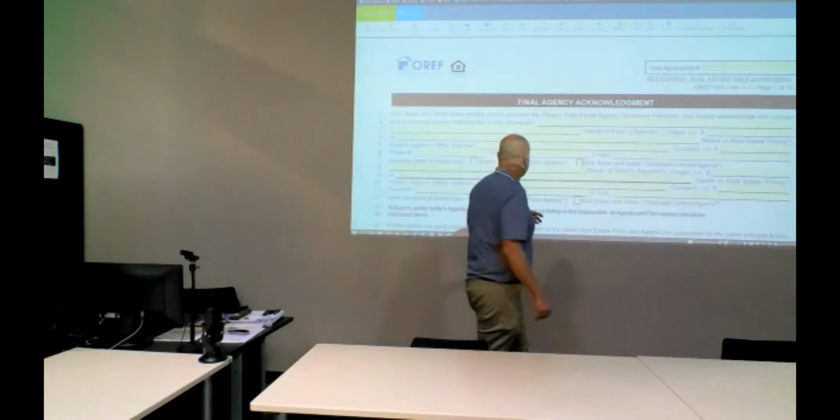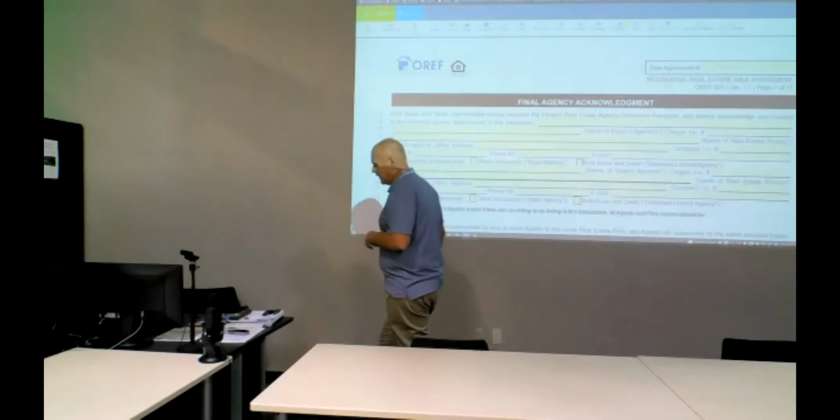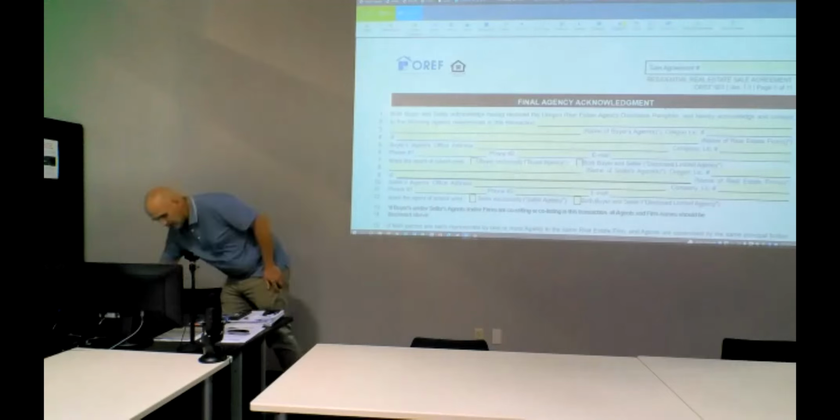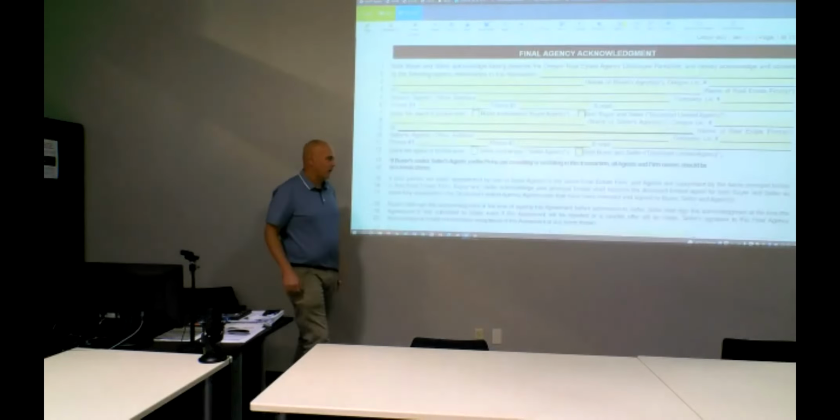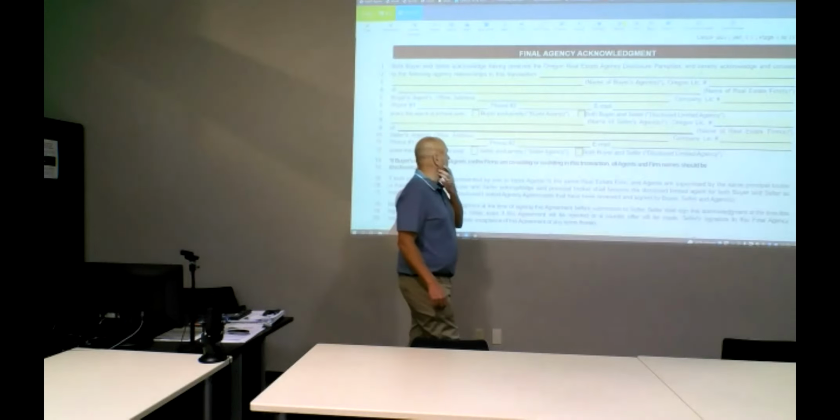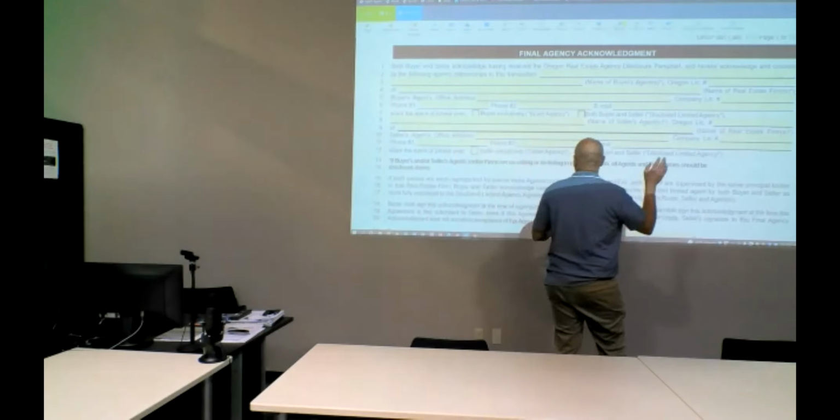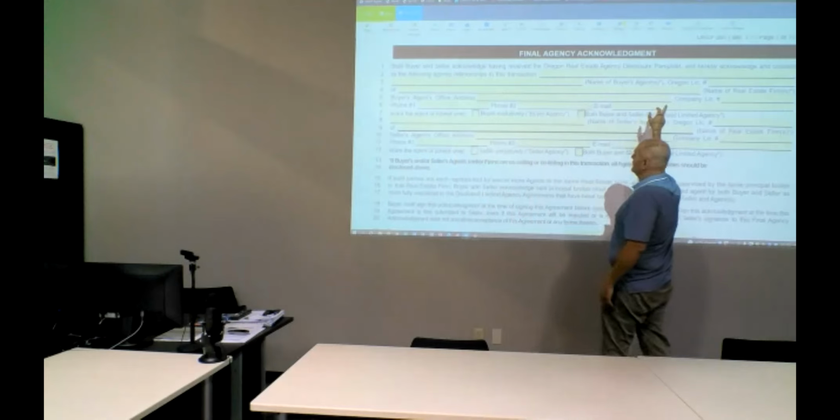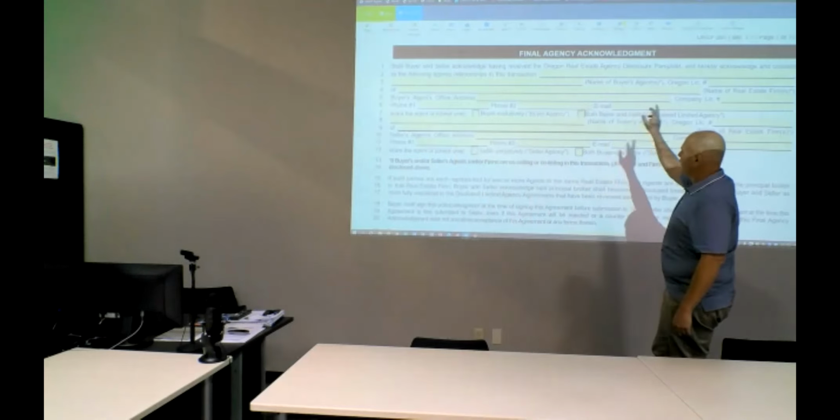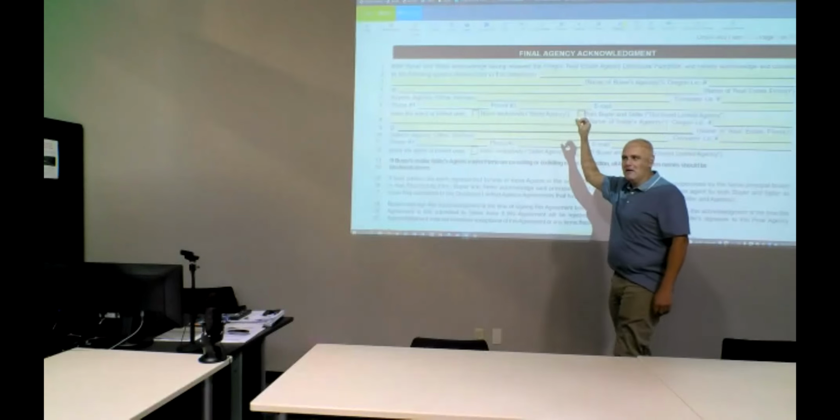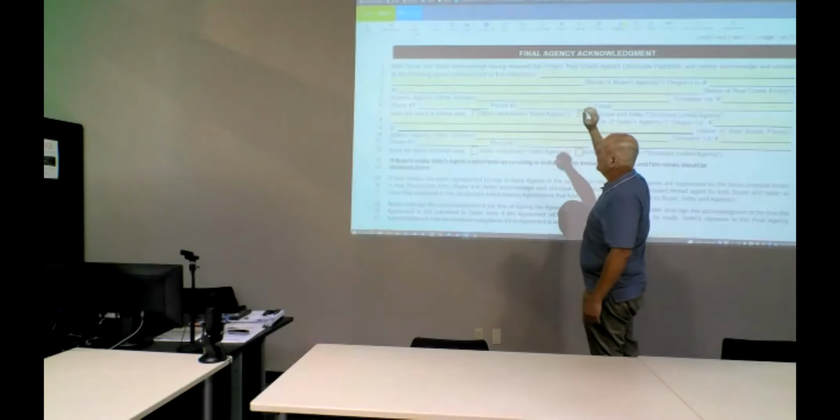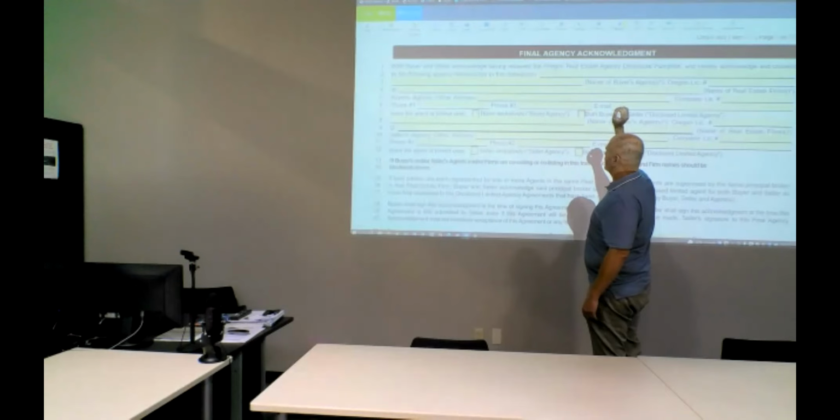At the very beginning, the first section is called the final agency acknowledgement. In this section, we're outlining who the agents are and who they're representing. If you're the buyer's agent, you're going to put your name at line 2. If there were two buyer's agents, you could do 2 and 3. Like if you were on a team, you might put your team's name on line 2 and your name on line 3.